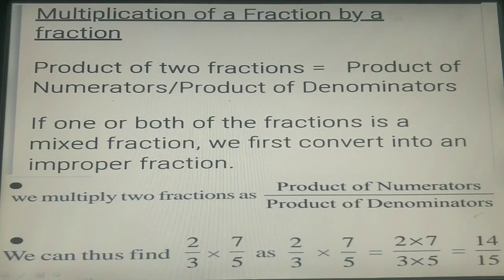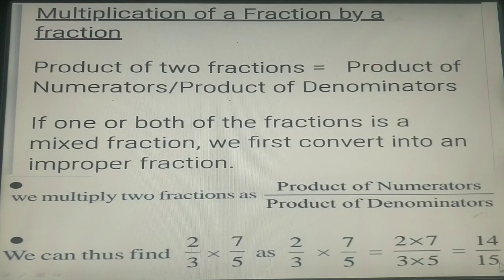An example for that is 2 upon 3, a fraction to be multiplied by 7 upon 5, another fraction. So here, the product of the numerators you will write as 2 into 7, upon product of denominators you will write 3 into 5. So here product of numerators will be 14 and product of denominators will be 15. Hence the answer, the product of the two fractions, is 14 by 15.